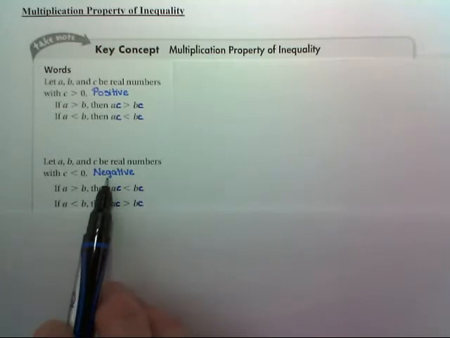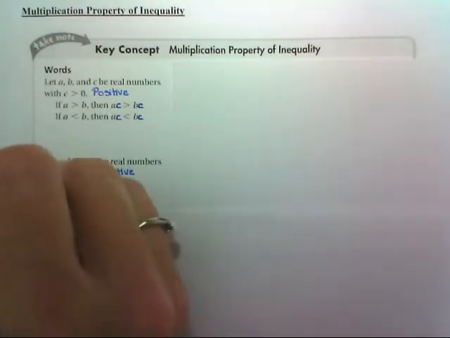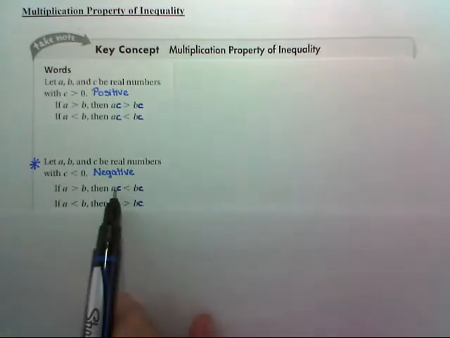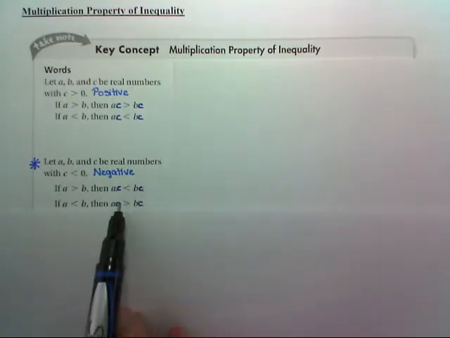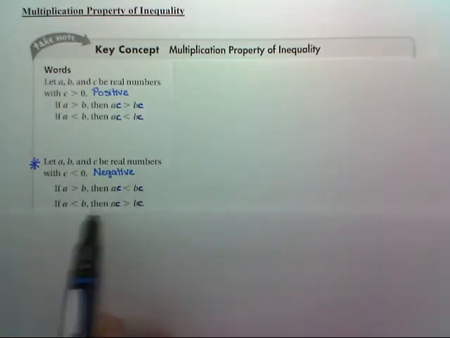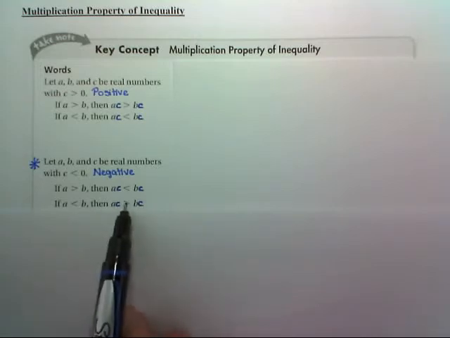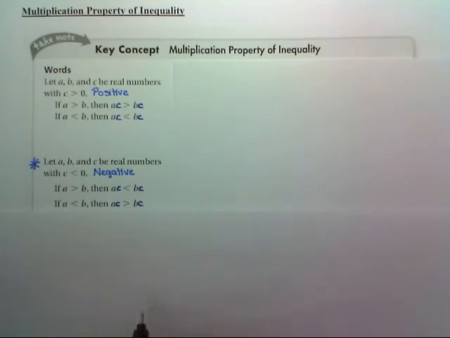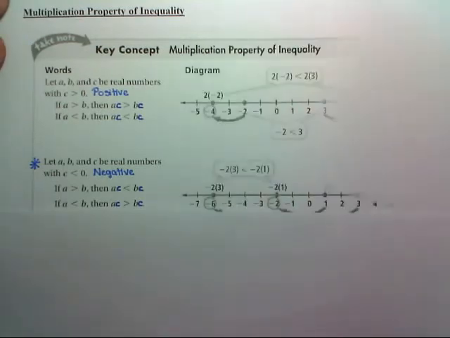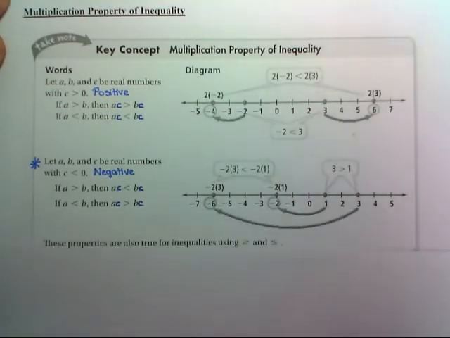So anytime you multiply by a negative, this is the rule right here that's very important to remember. If you multiply both sides of your inequality by a negative number, your inequality symbol itself is going to flip. It changes the meaning of your inequality. That's why you have to reverse your inequality symbol. So let's give you a minute to look at this diagram. Remember, this also holds true for greater than or equal to and less than or equal to.